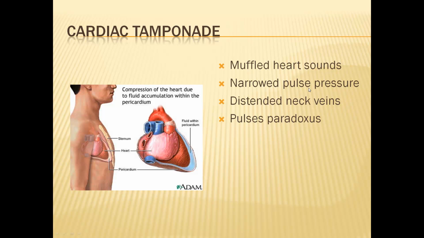So you have narrowed pulse pressure. You have distended neck veins because fluid is probably backing up, and you also have what's called pulsus paradoxus. And you probably would have muffled heart sounds because you can't hear the heart sounds through that extra fluid.